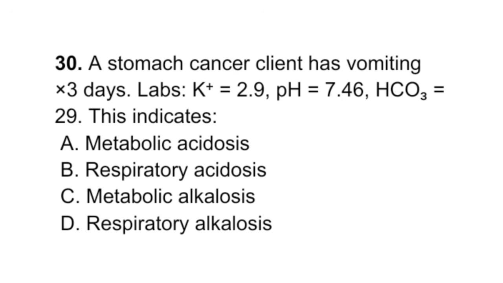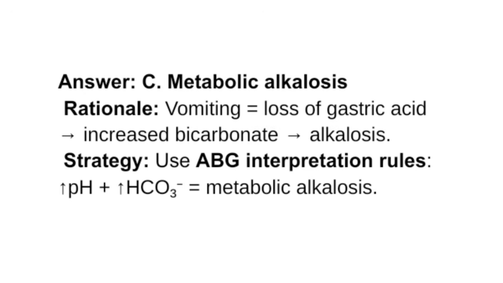30. A stomach cancer client has vomiting times 3 days. Labs: K equals 2.9, pH equals 7.46, HCO3 equals 29. This indicates A. Metabolic acidosis. B. Respiratory acidosis. C. Metabolic alkalosis. D. Respiratory alkalosis. Answer: C. Metabolic alkalosis. Rationale: vomiting equals loss of gastric acid, leading to bicarbonate excess and alkalosis. Strategy: use ABG interpretation rules, high pH plus high HCO3 equals metabolic alkalosis.